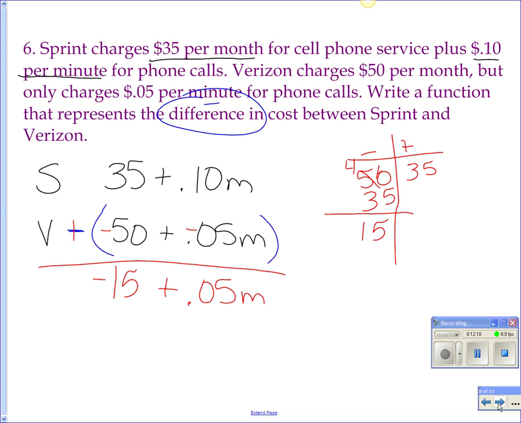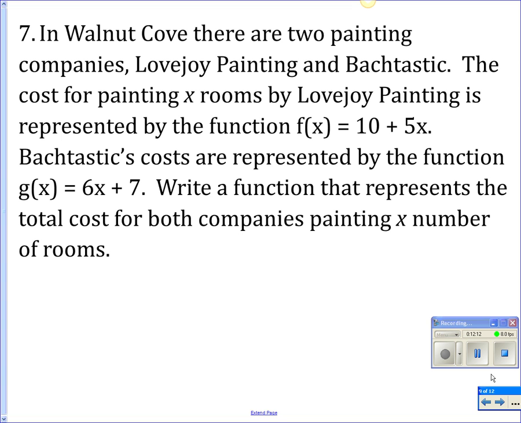All right. Number 7, in Walnut Cove, there are 2 painting companies, Lovejoy Painting and Bachtastic. The cost for painting x rooms by Lovejoy Painting is represented by the function f of x equals 10 plus 5x. Bachtastic's cost are represented by the function g of x equals 6x plus 7. Write a function that represents the total cost for both companies painting x number of rooms.